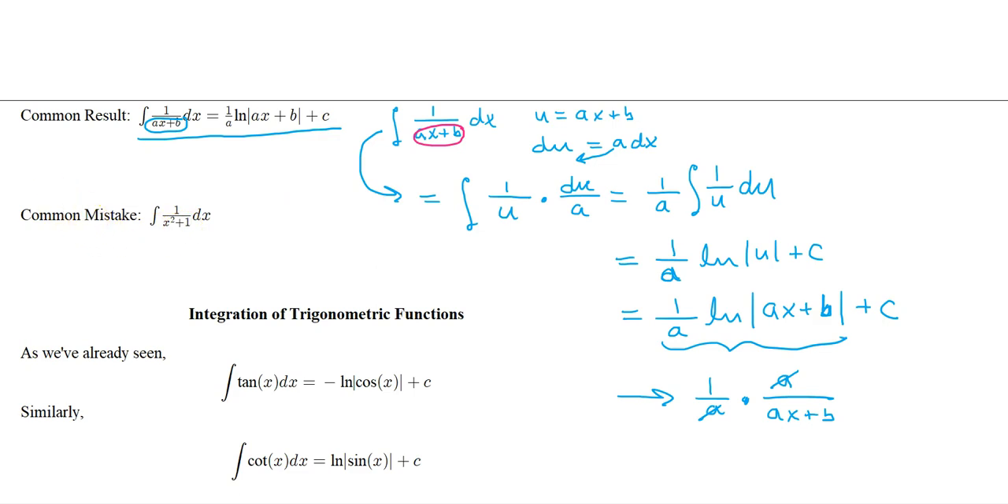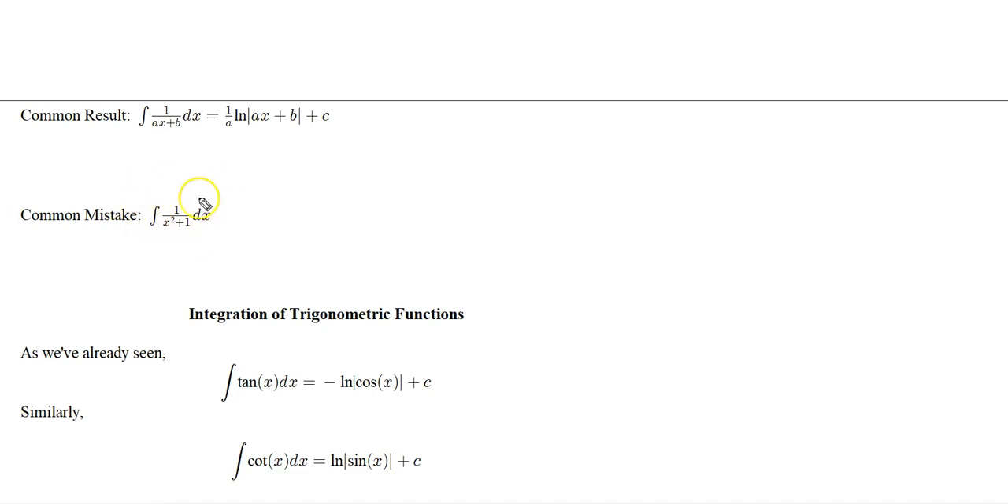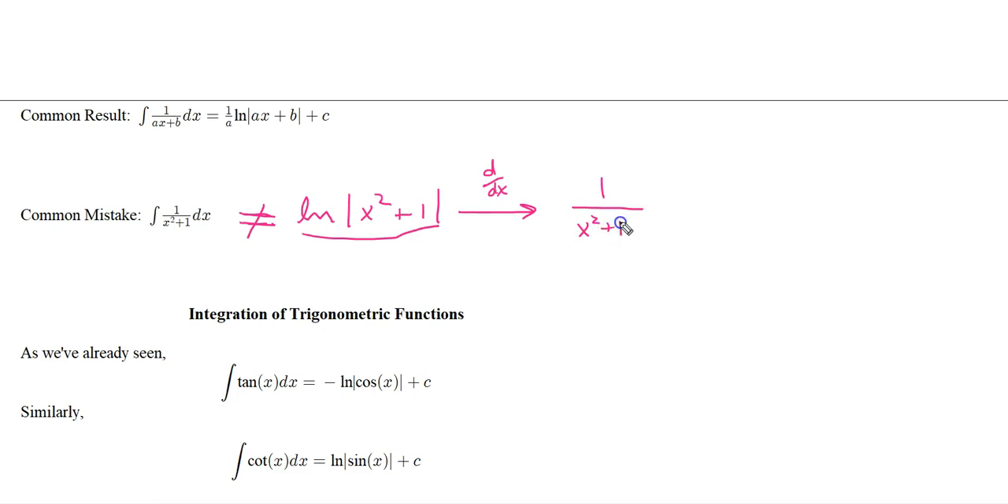Now here's a common mistake that people oftentimes make. What is the antiderivative of 1 over x squared plus 1? Now a very common mistake, I'm going to write this in red so you don't do this. This is not equal to, many people will say, oh well it's just the natural log of the denominator. No it is not. So do not make this mistake. Notice, if I were to differentiate this, I would not recover 1 over x squared plus 1. You see, if I differentiate this, we would get 1 over x squared plus 1, that's 1 over u, times u prime, which is 2x, and that is going to be 2x over x squared plus 1. So you see this is not equal to 1 over x squared plus 1, which is what we want.